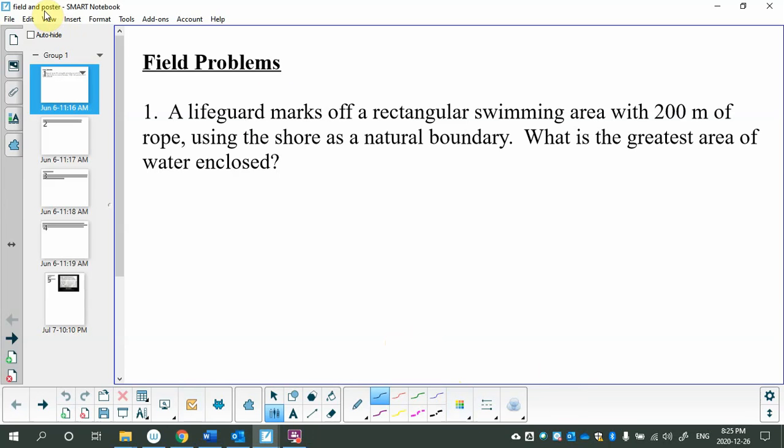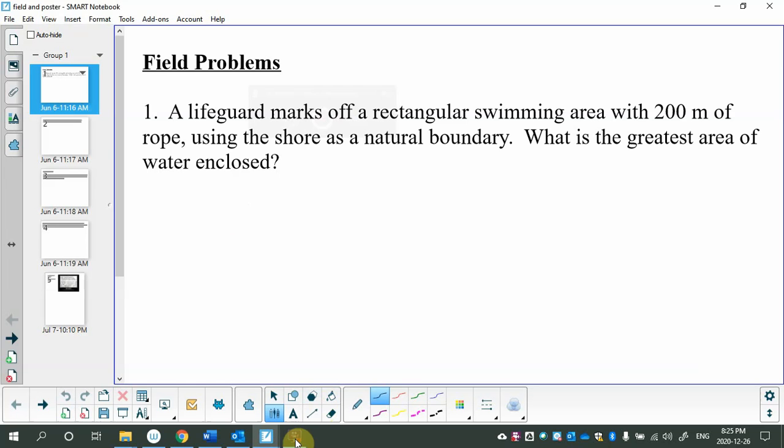So we are looking at field and poster problems. There are two field problems, I think, and two poster problems. The poster ones are a little more complicated than the field problems. You may have had some experience with field problems in the quadratics unit of your grade 10 course or your grade 11 or both.